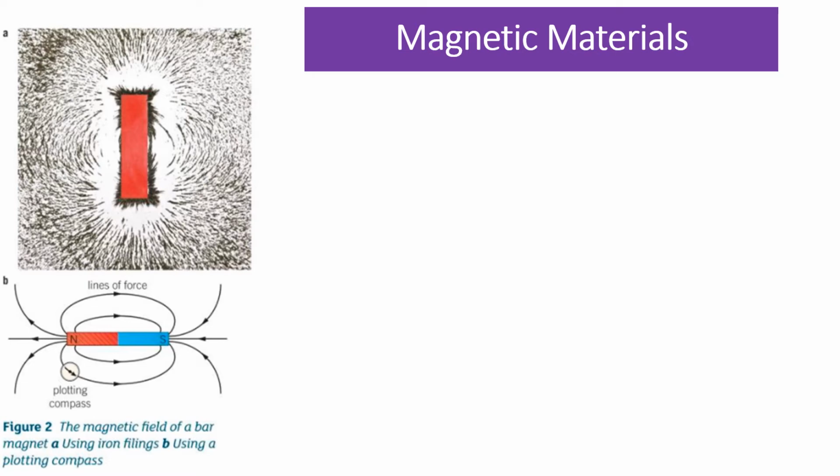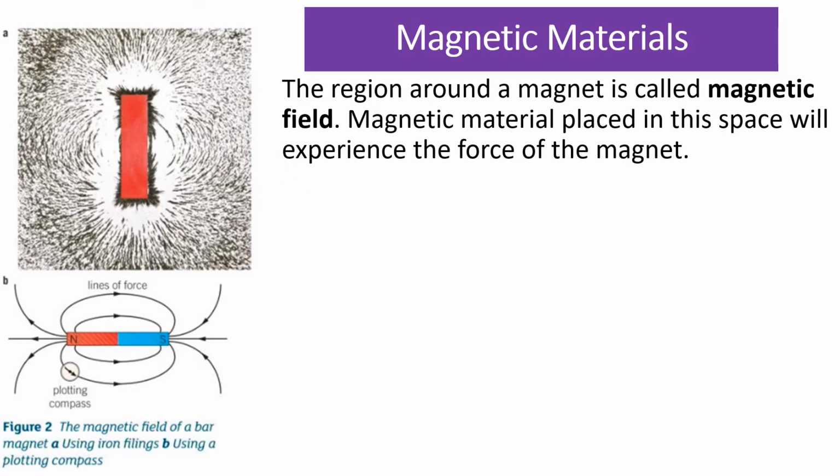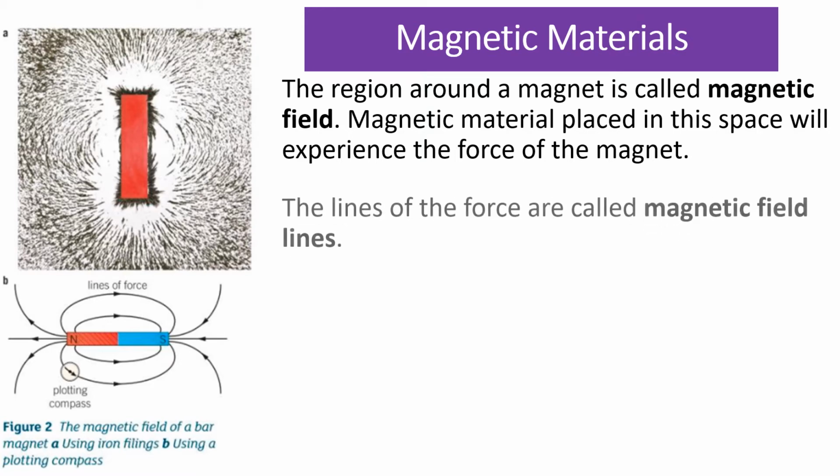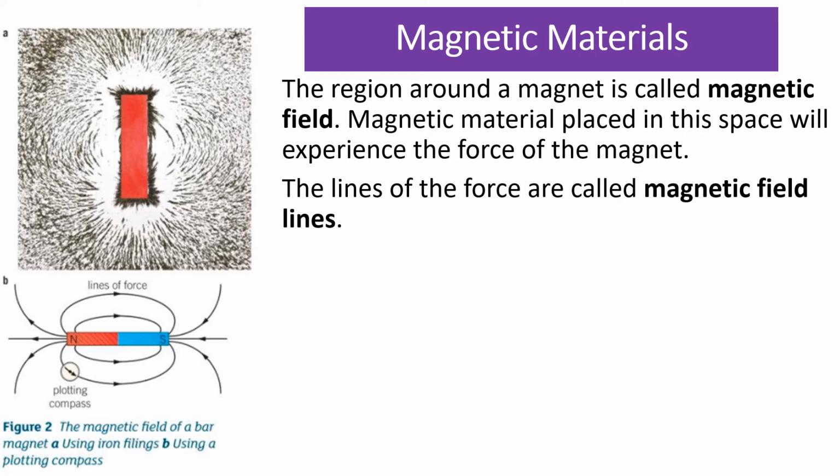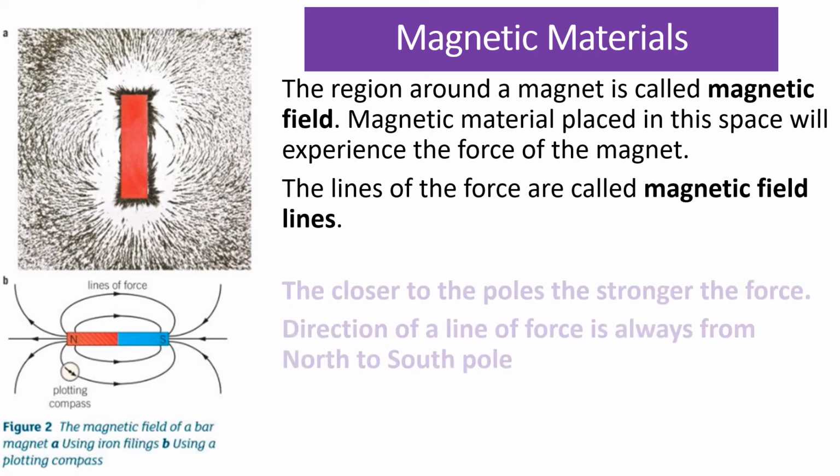We would need to add something called a plotting compass to that to give us the north and the south pole. Now you can see the plotting compass at the bottom diagram here, okay, and that is showing me that the line of magnetic flux is coming from the north to the south. And the region around the magnet is called the magnetic field. The magnetic material in space will be experiencing the force of the magnet. And the lines are called magnetic field lines.